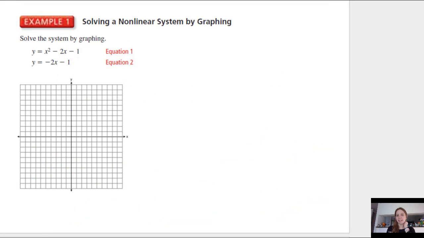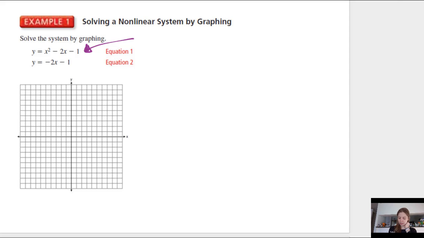Example 1, solving a nonlinear system by graphing. Solve the system by graphing. Equation 1 is a quadratic, so I know I'm going to be graphing a parabola, and equation 2 is a linear equation. So it'll be a parabola and a line.